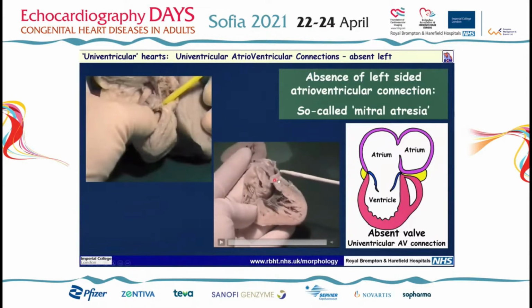And here we have the floor, the sulcus tissue plane, bright echogenic tissue, showing you this wedge of sulcus tissue, epicardial fat forming a wedge underneath the floor, the muscular floor of the left atrium. Absence of the left atrioventricular connection.